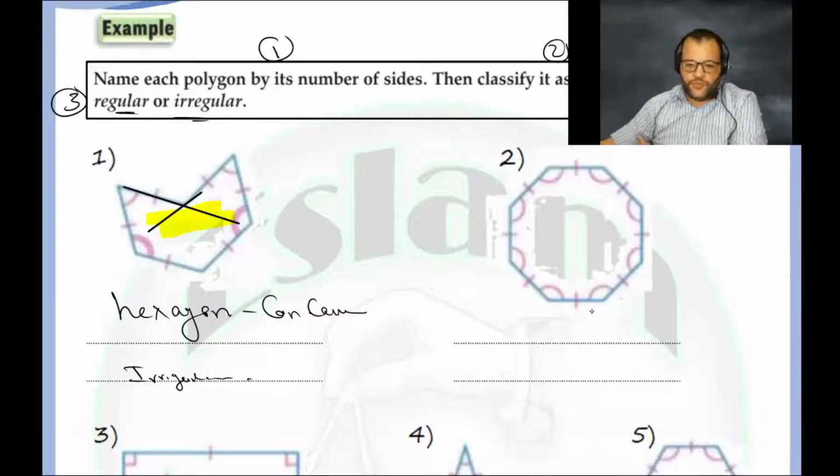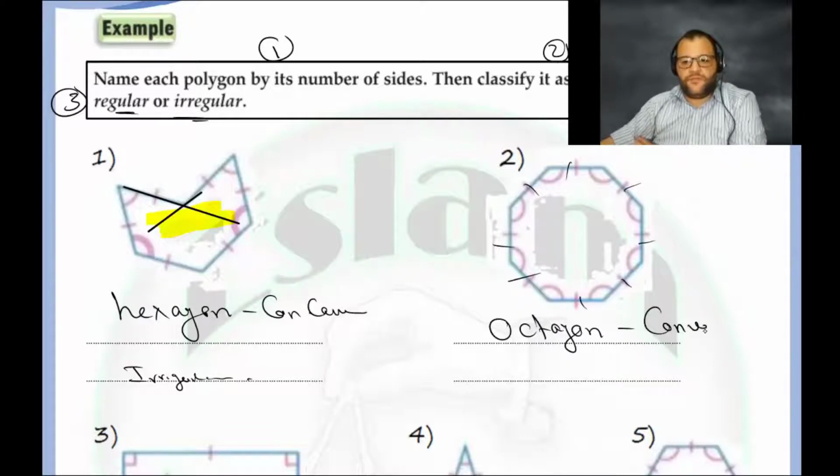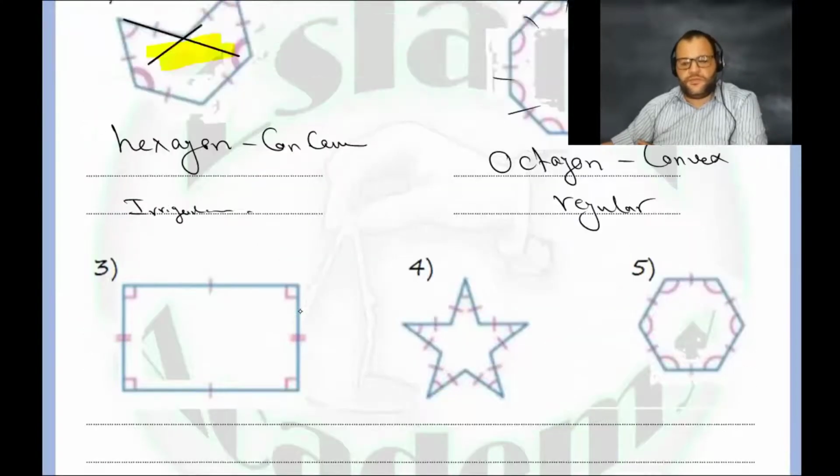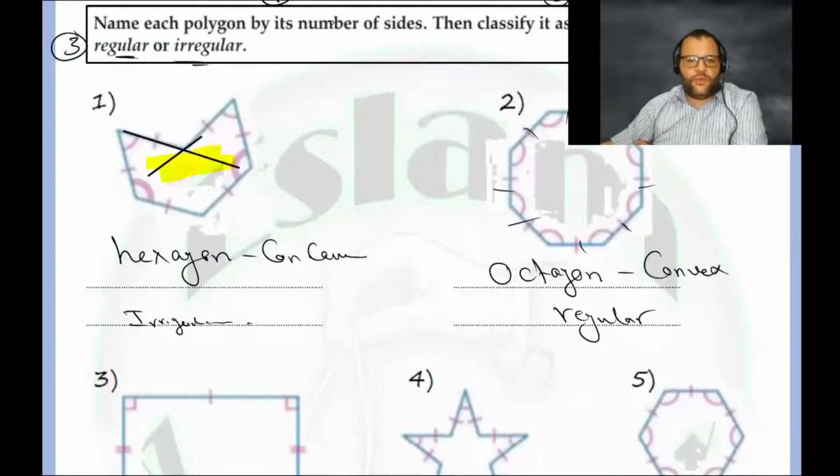Okay. Number two, it's 1, 2, 3, 4, 5, 6, 7, 8. Octagon. This is convex. Convex, yes. Regular. Yes, this is regular.